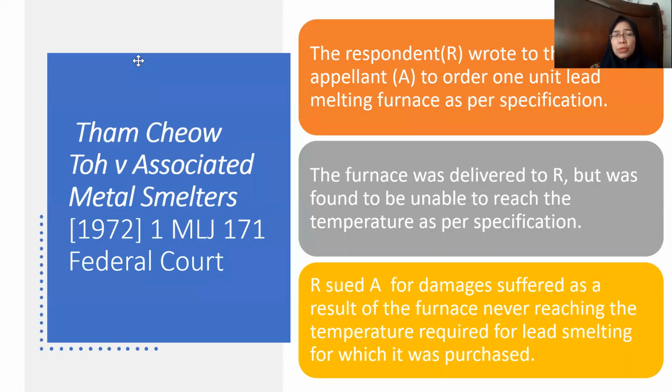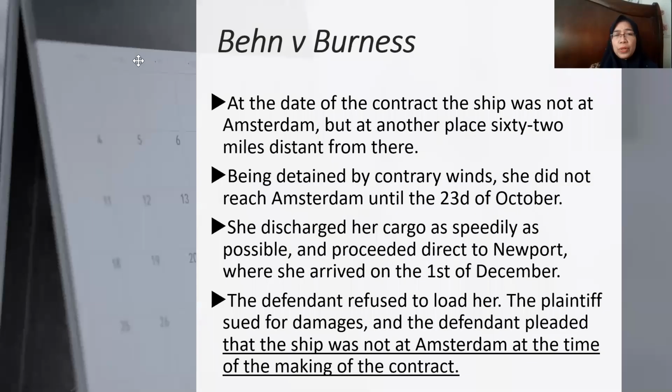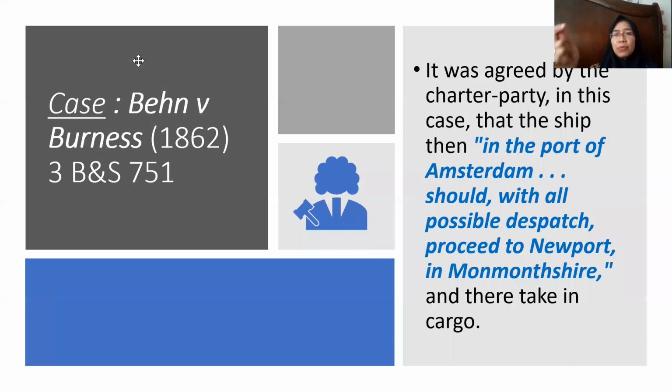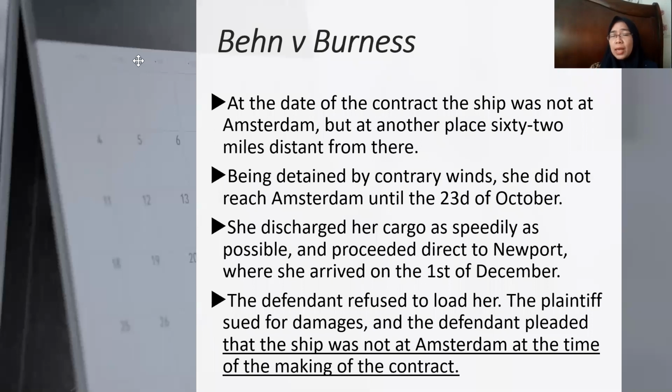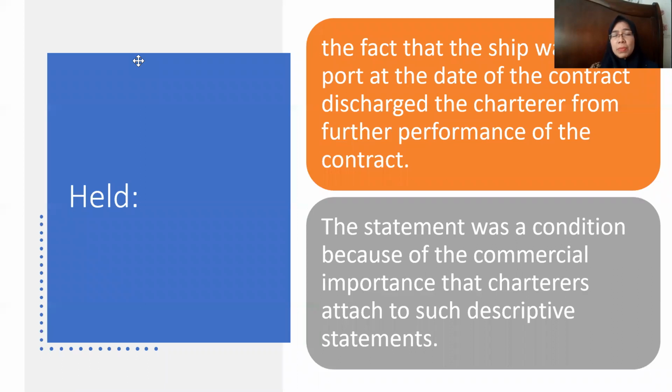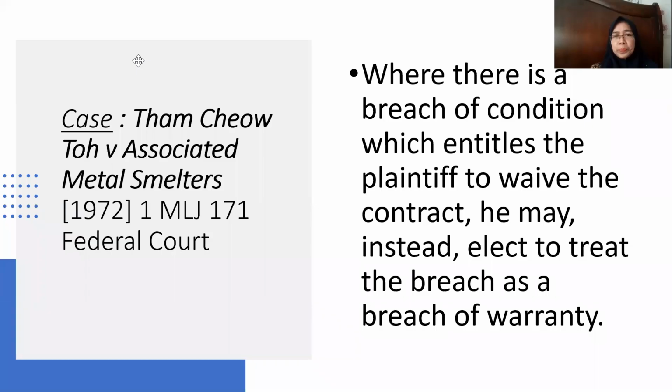So the court referred to this part of the contract, in the port of Amsterdam. It was very important that the ship needed to be there when they signed the contract, so that the ship could just proceed to the new port. But the real fact was that the ship was not there. It was a distance away. That's why there's a breach of the condition. It's very important that the ship was at the port, at Amsterdam.